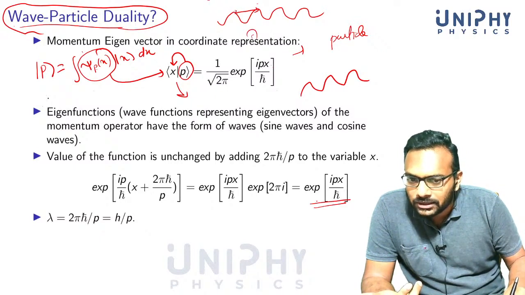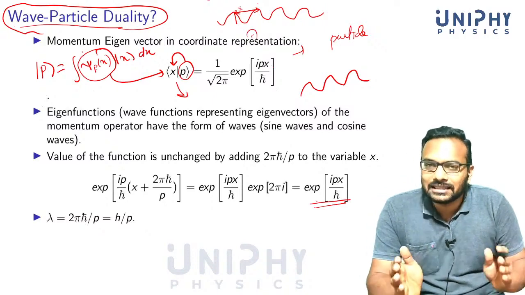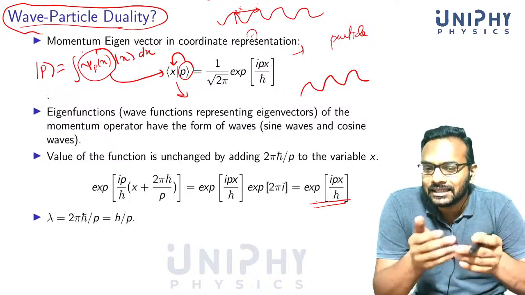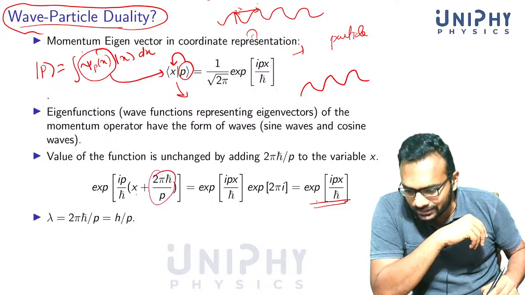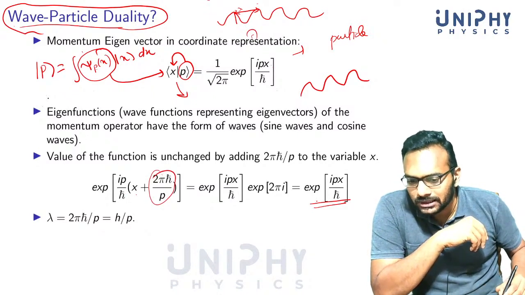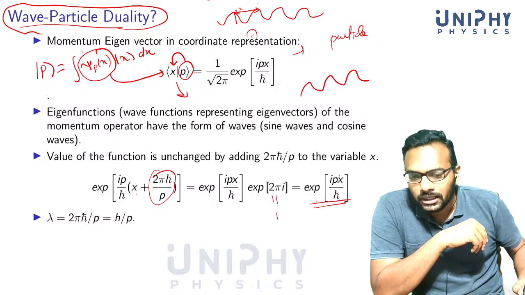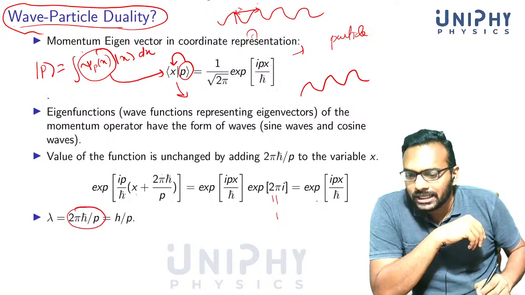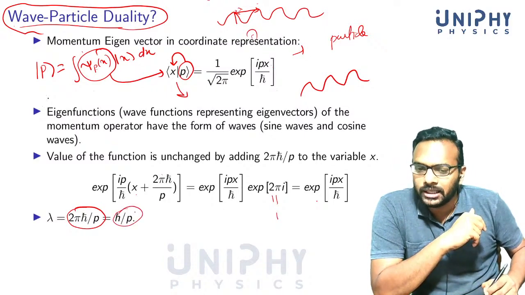What's the wavelength? It's the distance between points which are exactly at the same phase. If you add 2 pi h cross by p to this x, this becomes e raised to i px by h cross multiplied by e raised to 2 pi i, and you get back the same thing because this is equal to 1. So this behaves like a wave with wavelength 2 pi h cross by p, or if you put h cross equal to h by 2 pi, you get h divided by p.